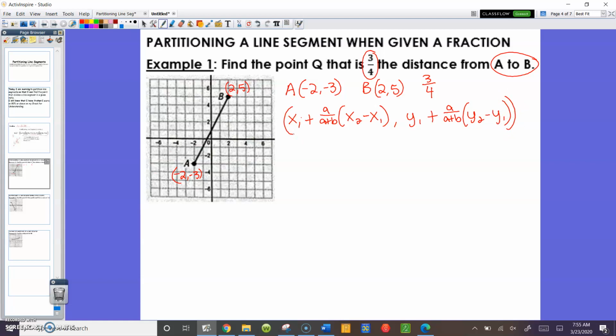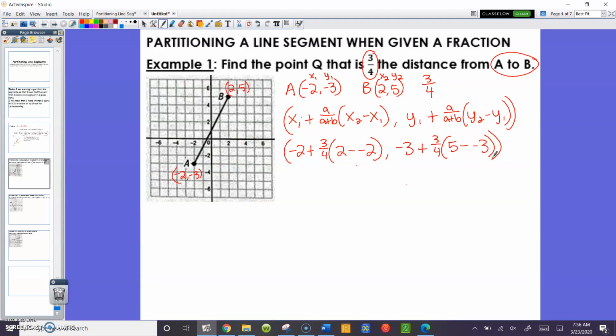Okay, so now we have our formula written down. Let's label our ordered pairs: x1, y1, x2, y2, and of course we have our fraction here. So our x1 is -2. Because we're given the fraction in this place here, we're just going to put that fraction. Our x2 is 2 minus our x1, -2. y1, -3 plus our fraction. y2 minus y1.